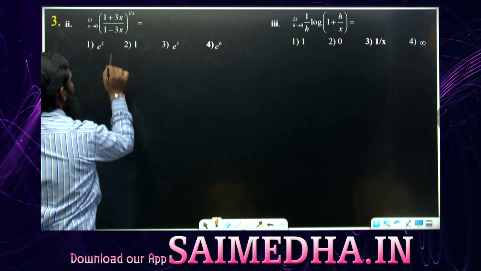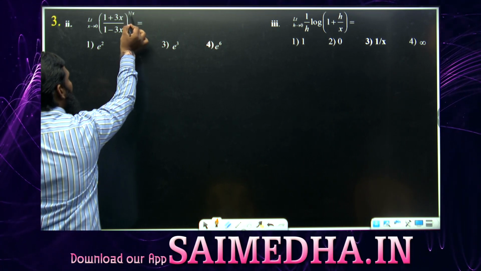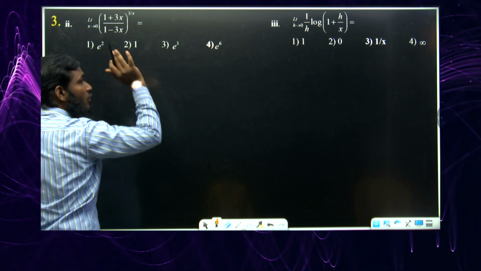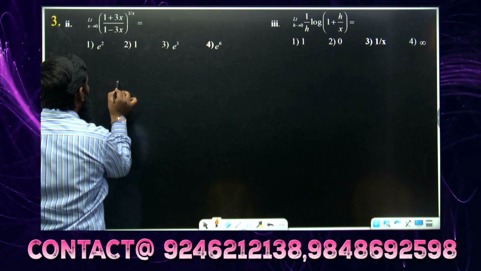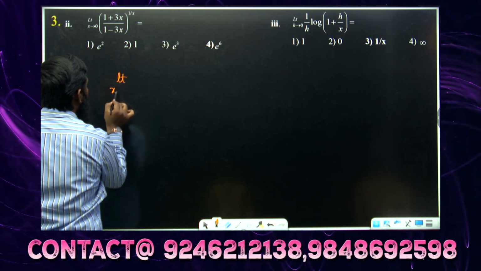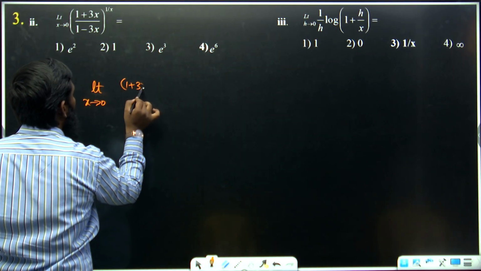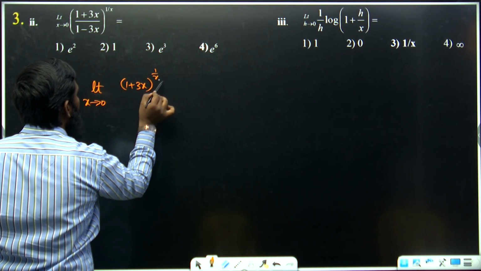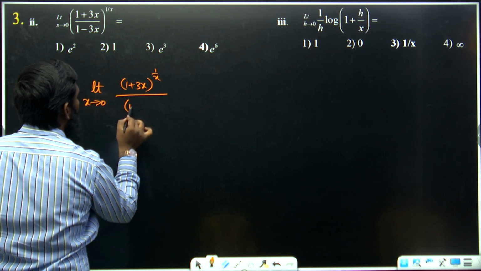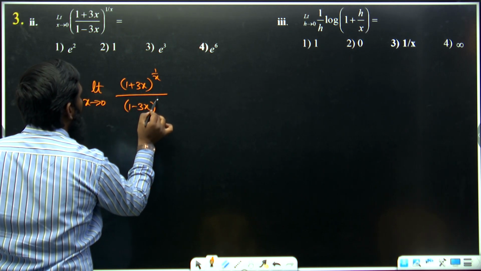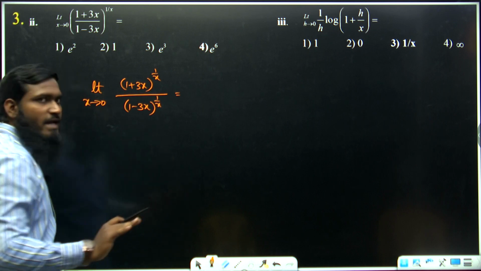Now what I have done is, the power we have, we have taken the numerator separately and the denominator separately. If we take them separately like that, what will happen? The limit as x tends to 0, this part will become (1 plus 3x) whole power 1 by x, divided by (1 minus 3x) whole power 1 by x. Okay, like this we have taken.